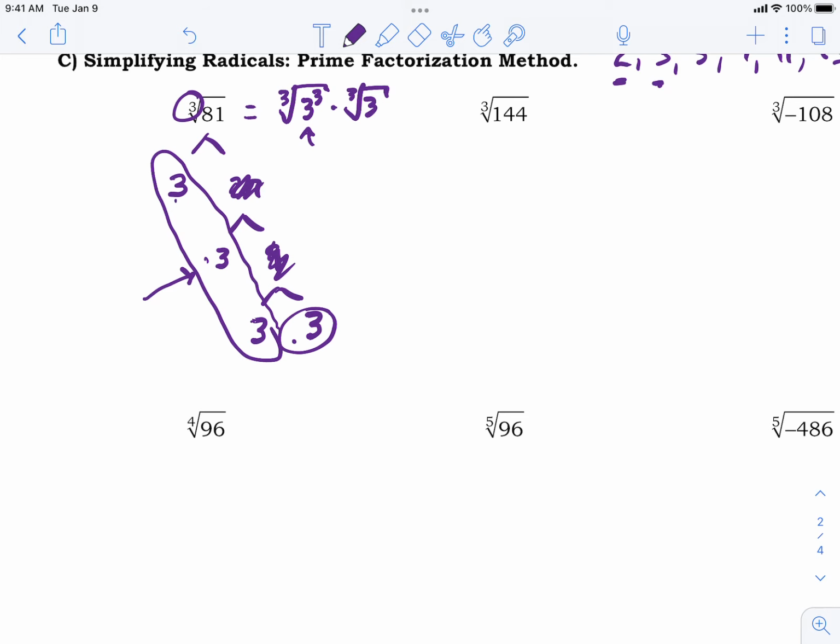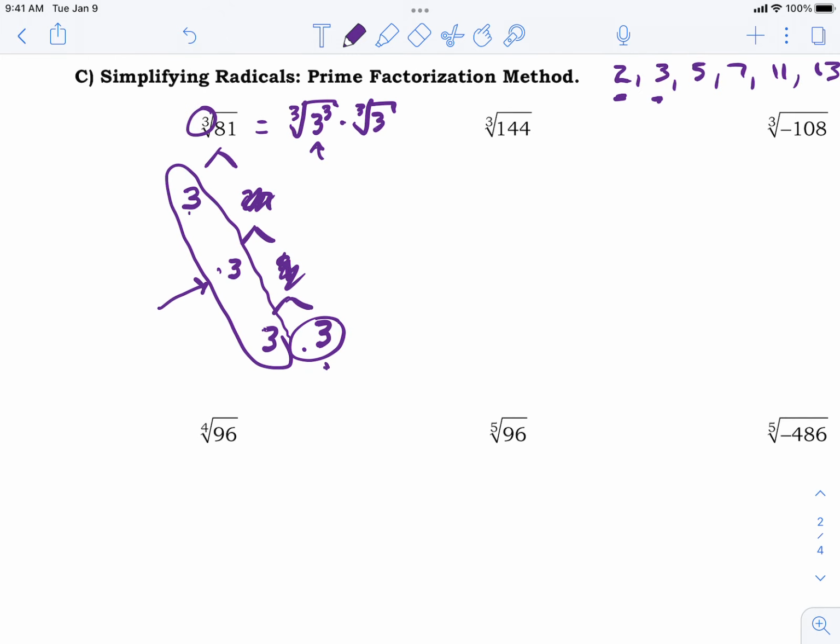Put it in its own cube root. You have to, of course, not lose any pieces. I still got this other 3. But the reason we did that, again, is because this part can now be simplified. The cube root of 3 cubed is 3. 3 times 3 times 3 is 3 cubed, so the cube root of 3 cubed is 3. Don't forget this other leftover part. Okay, so that's another nice approach you can take to simplifying these things.